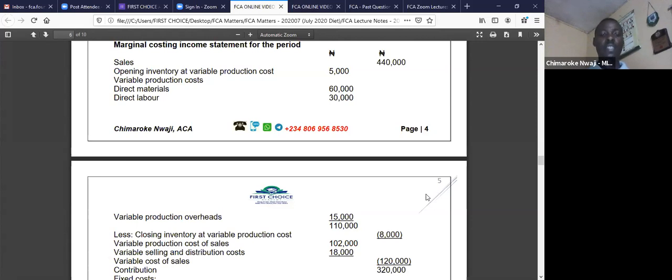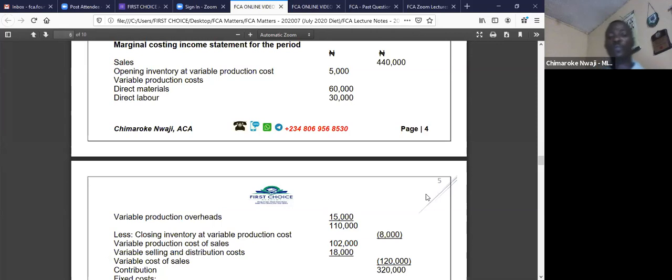So that's 110,000. You now say less closing stock. Sorry, the 8,000 you see in that other column should have been part of this first column. So you will now less your closing inventory at variable production costs. So you say less 8,000 naira. So it will give you your variable cost of production or variable production cost of sales. So 110 minus 8,000 will give you 102. So now this is your variable costs of sales.